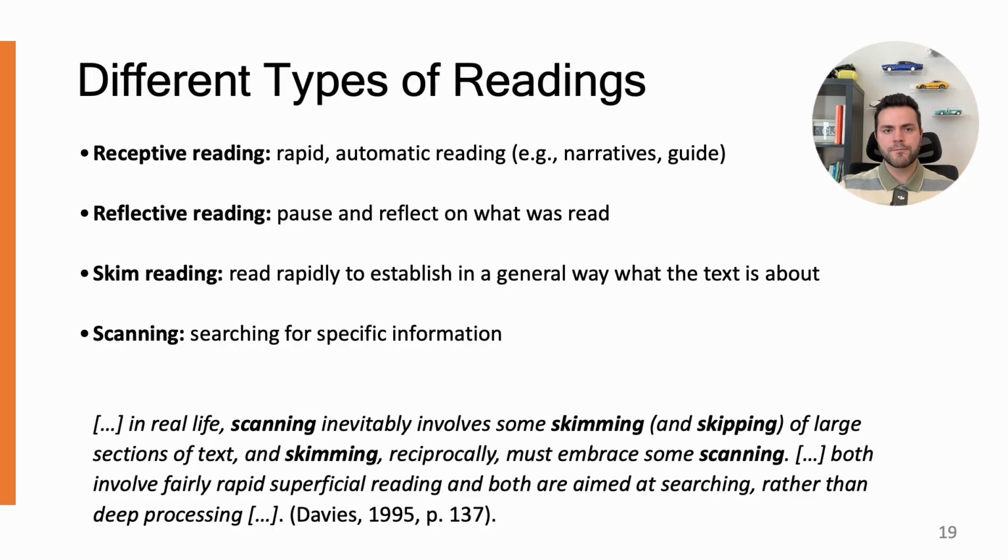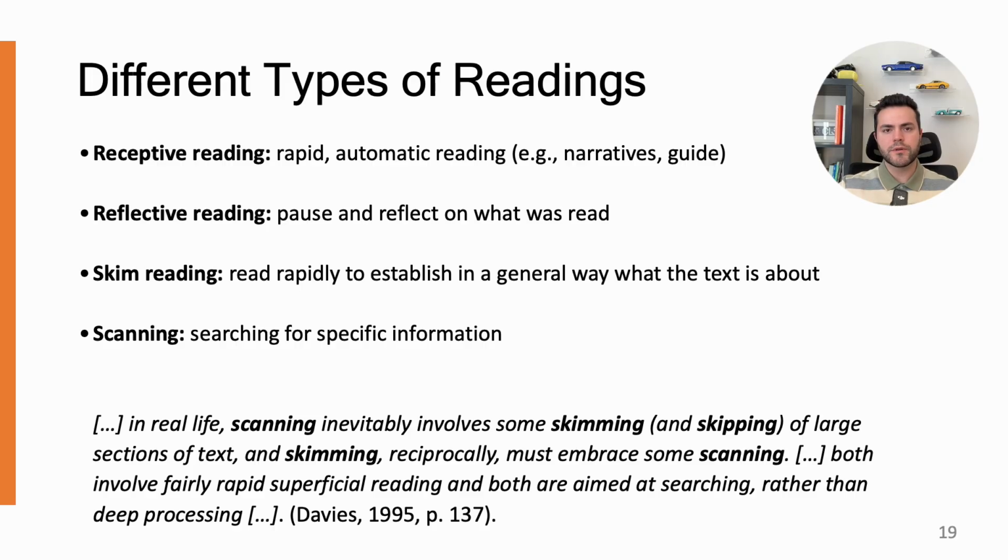Then there is skim reading or skimming, which we often do when we just want to get the gist of something. We move through the text quite rapidly, picking up on headings, keywords, or first and last sentences of paragraphs to figure out the general idea of the text. And finally, we have scanning, which is more targeted. This is when you are looking for a specific piece of information, for example, finding a date in a schedule or a statistic in a report.